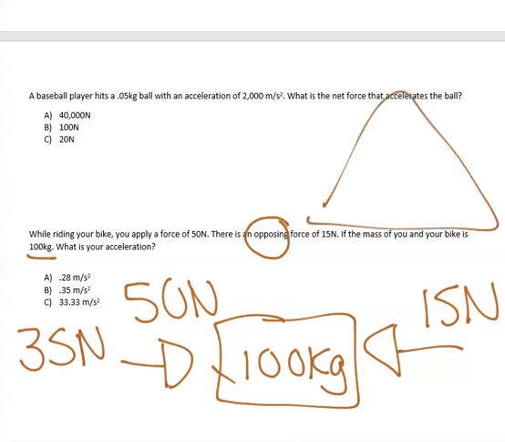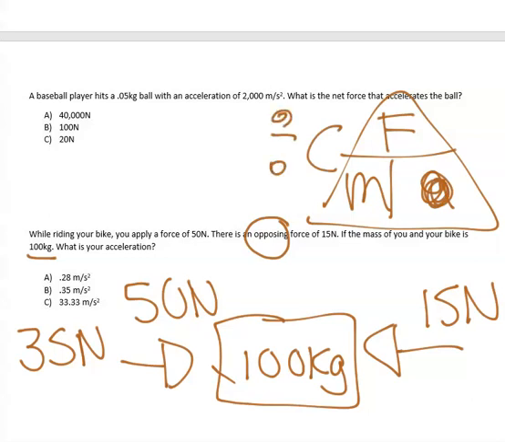And then we know with our FMA triangle, we have a force, we have a mass, we are looking for acceleration, so we are going to divide, and that gives us 0.35 meters per second squared.